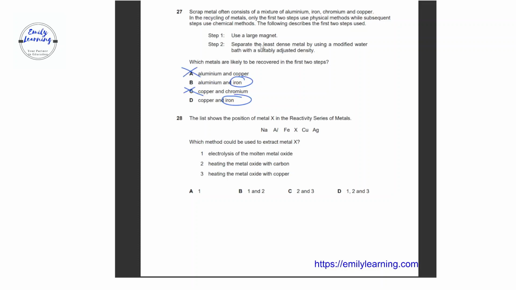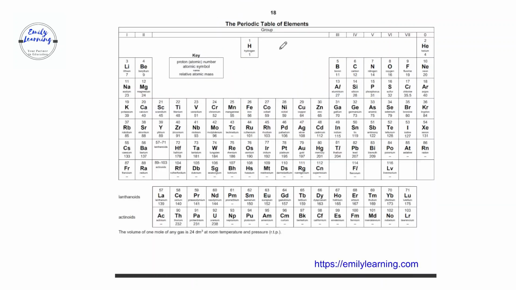Step 2, separate the least dense metal by using a modified water bath with a suitably adjusted density. So we have a mixture of aluminium, iron, chromium, and copper. You have already taken out iron, so you are left with aluminium, chromium, and copper. So this step we'll take out the least dense metal, right? So let's take a look at aluminium, chromium, and copper in the periodic table. So here is chromium, here is copper, and here is aluminium.